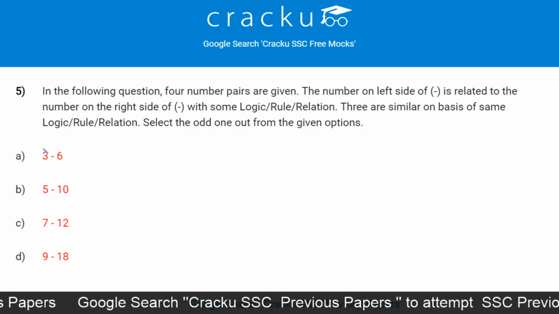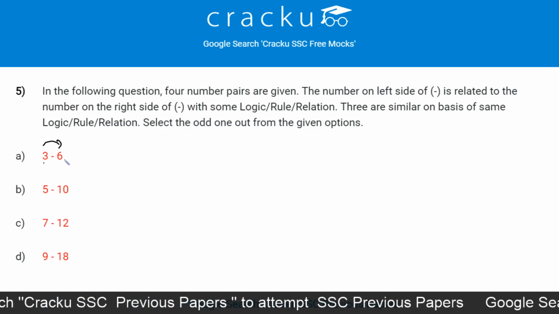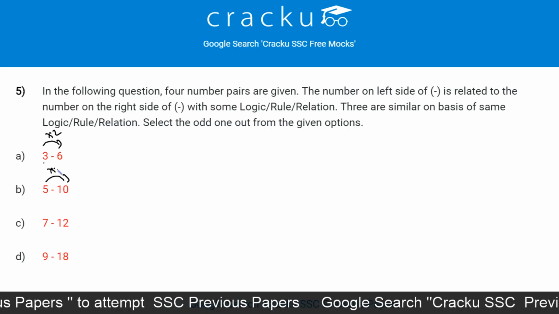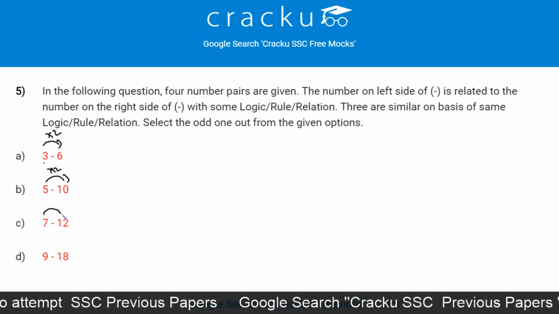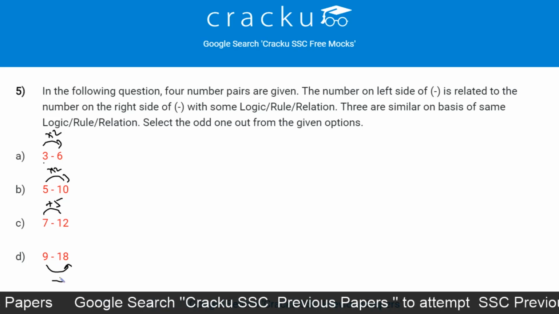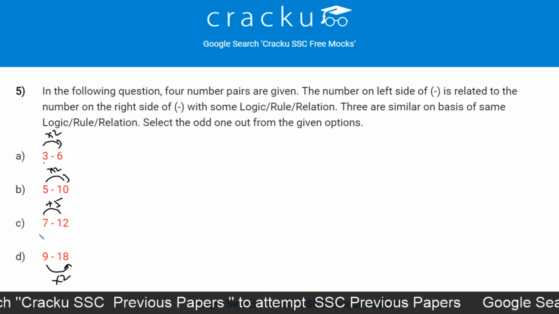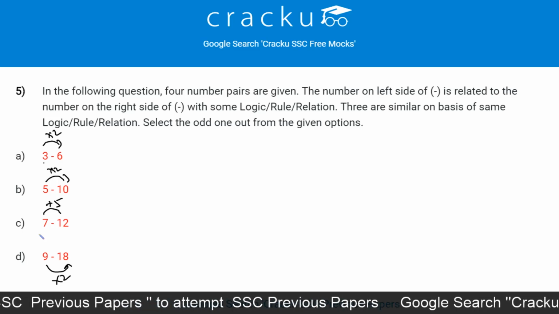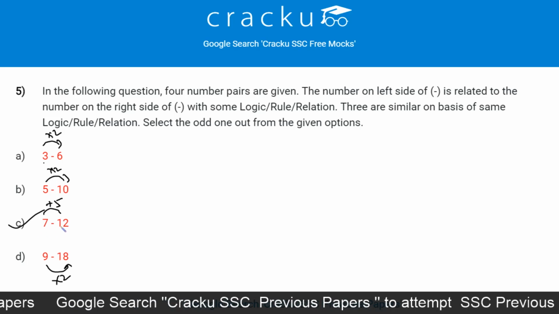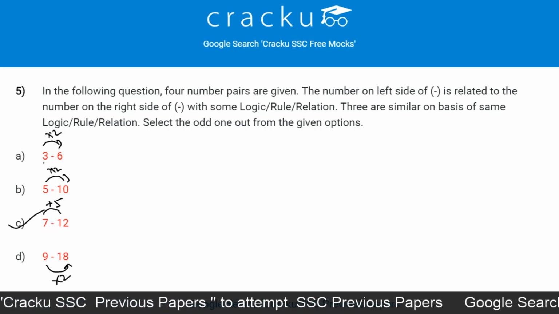So if you see over here, 3 is related to 6, that is 3 2s is 6. Similarly, 5 2s is 10, 7 12s, 7 plus 5 is 12, and 9 2s is 18. Options A, B and D are related in one way, that is they are getting multiplied by 2, but option C is the only odd one among all these options. So the answer for this question is 7 12, that is option C.